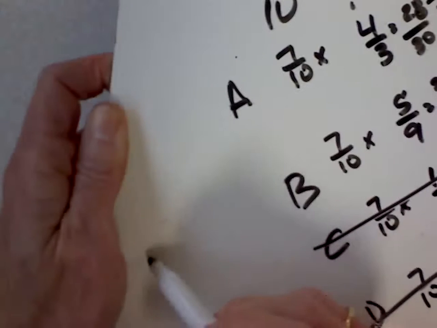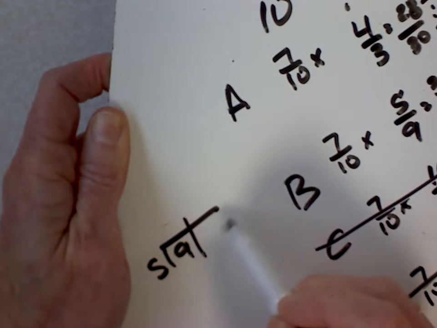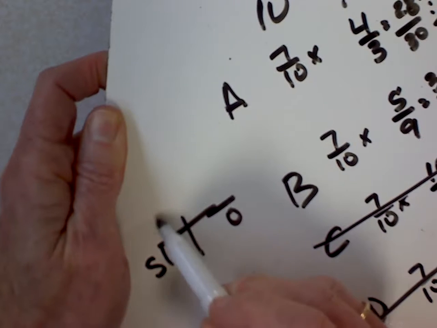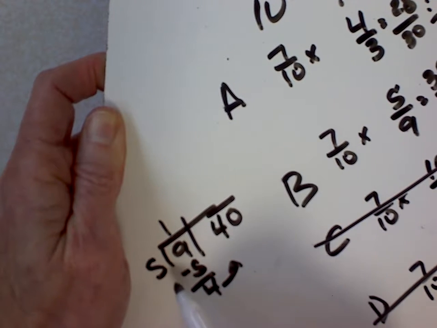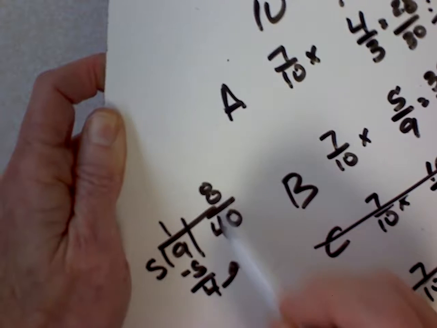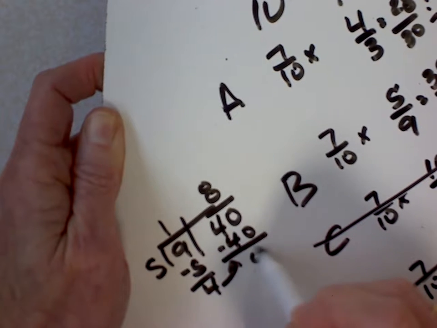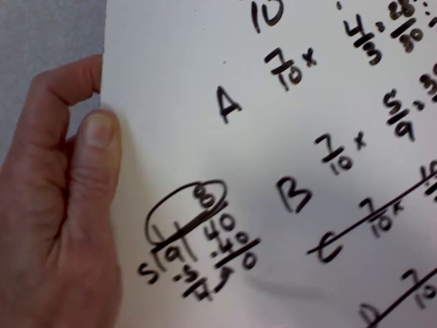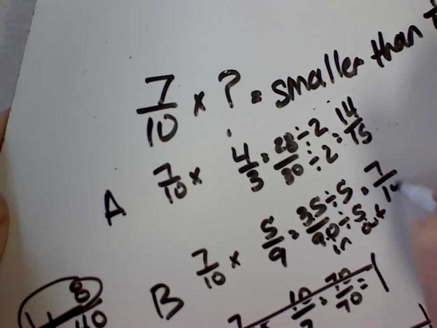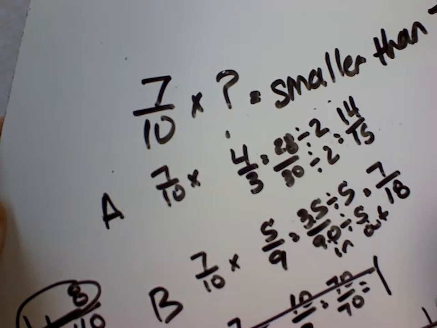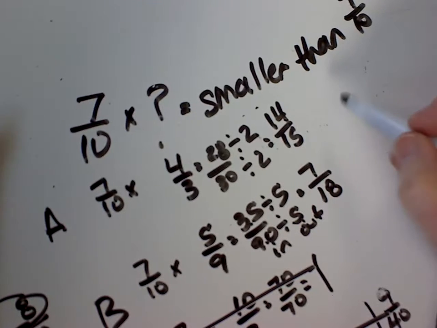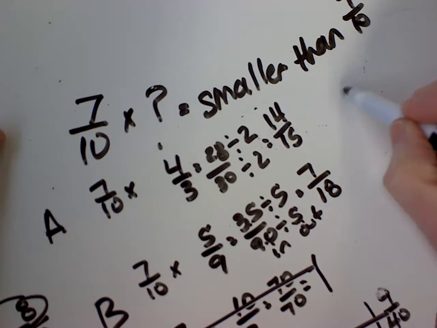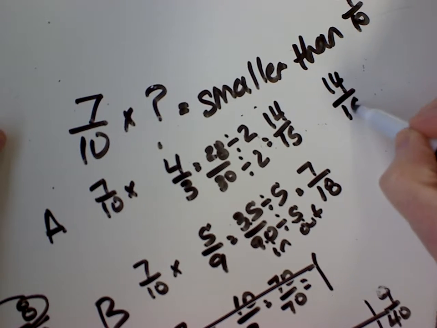So I'll come over here. 5 goes into 90. 5 goes into 9 one time. That's 5. Subtract and get 4 and slide that over. 8 times 5 is 40. Subtract and get 0. So 18. So 7/18. I'm still looking for something that's smaller than 7/10. So to compare these fractions, I'll use my butterfly method. So 14 over 15 and 7/10.